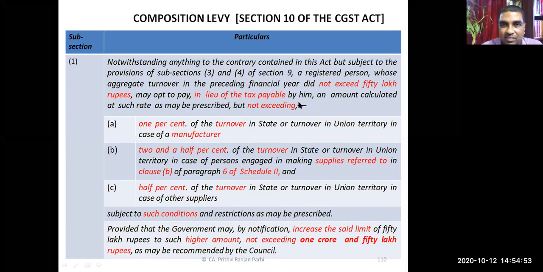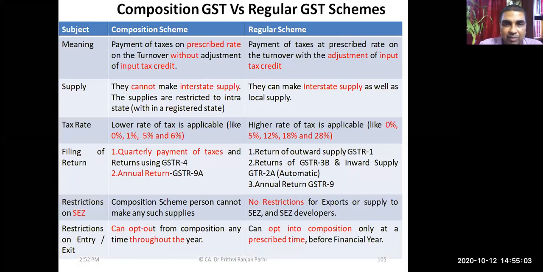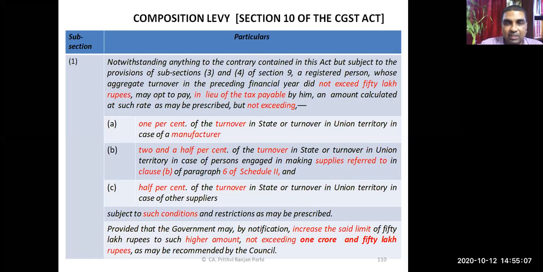So, if you read this particular provision, just a minute. Yeah, calculations, etc. we have done earlier. Broadly, we have discussed all these concepts. But here, CGST Act Section 10, if you are going to learn. If you read this particular section, it says the turnover of the preceding financial year didn't exceed 50 lakh rupees. That is the earlier provision, but subsequently it has been increased to 1 crore and 50 lakh.